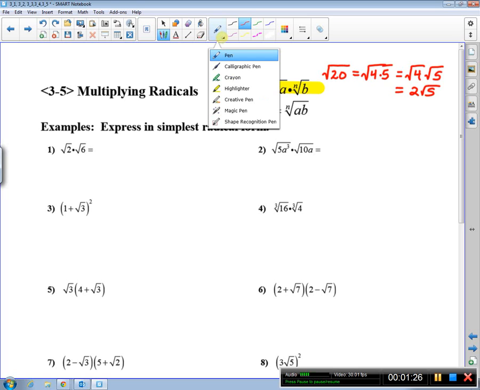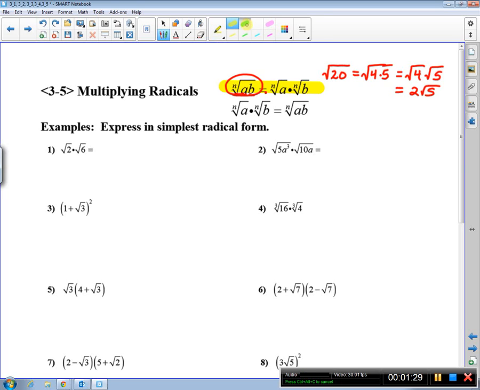The second rule says that if we have them split up, and we're multiplying, we can put them together. Again, the indices are the same as well. So the square root of A times the square root of B equals the square root of A times B. Or if I have, let's say, the square root of 7 times the square root of 10, then I can multiply them under the same radical and get the square root of 70.